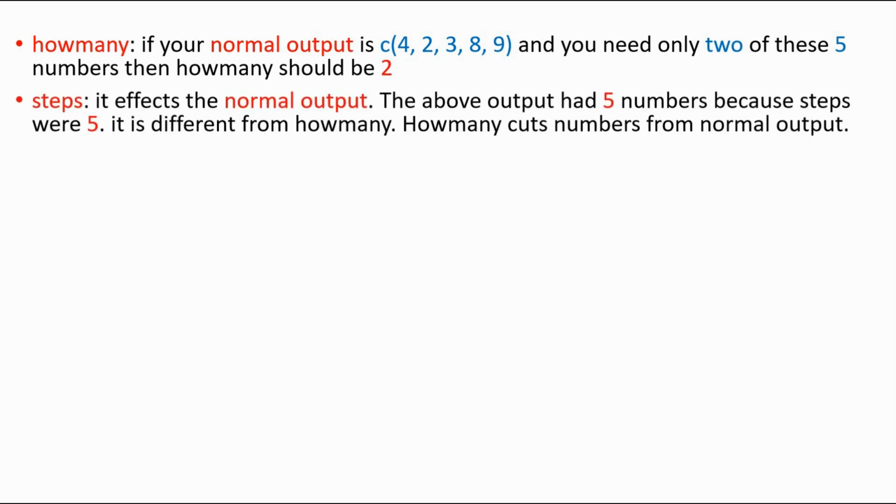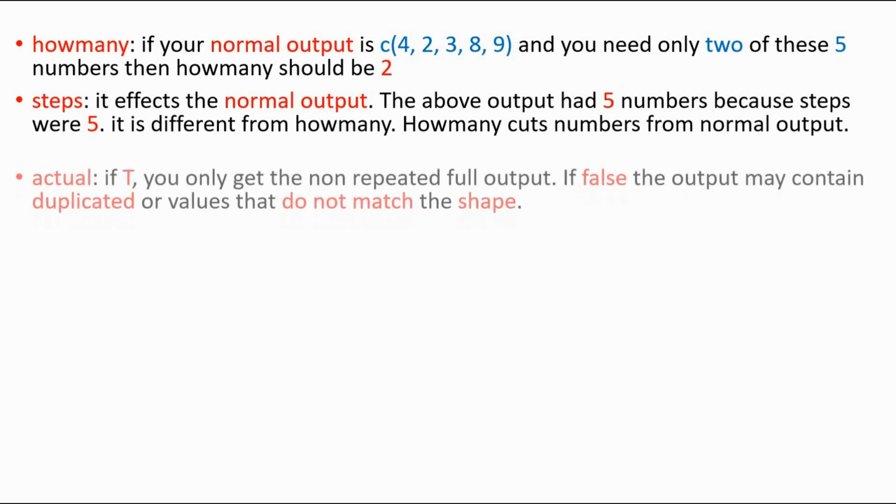The next parameter is steps. It affects the normal output. The above output had 5 numbers because steps were 5. That is loops. It is different from how many. How many cuts the numbers from the normal output, while steps cuts out the number of loops.